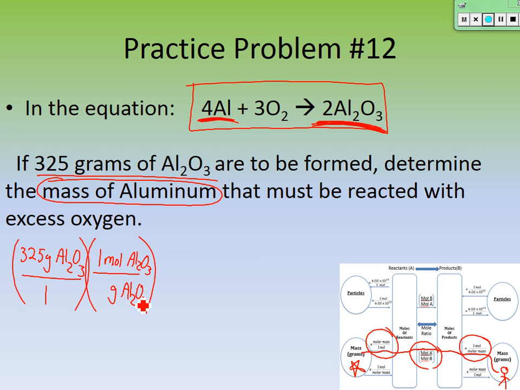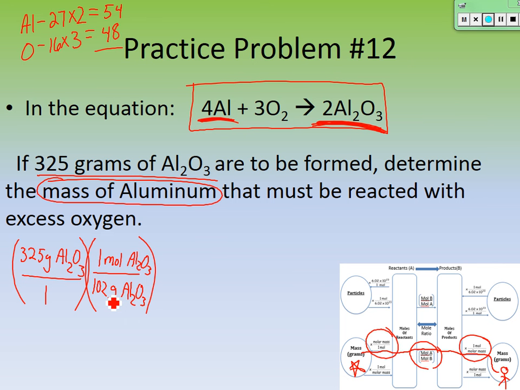This is kind of a large compound here. Aluminum has the molar mass of 27. But how many aluminums do I have? 2. I have 2 of them. Oxygen has a molar mass of 16, but how many do I have? 3. Okay, so let's figure out what that is. Hey, did you guys get the molar mass of 102? Yeah. Okay, good job. 102 grams.